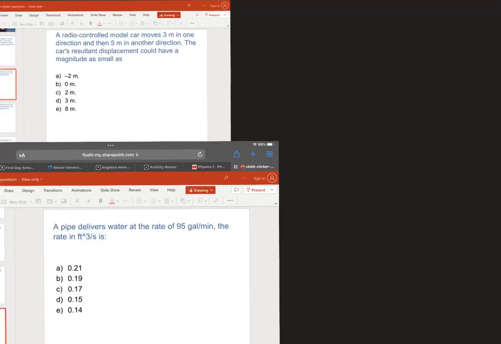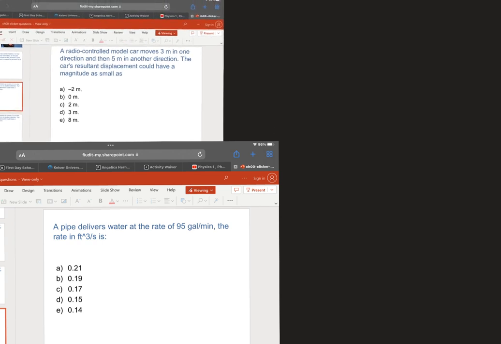So for this first problem here, we have the displacement because it talks about how the car moves 3 in one direction and 5 in another. So how we can find that is do 5 minus 3 meters equals the magnitude of displacement, just 2 meters, which shows basically in general how much it moved.